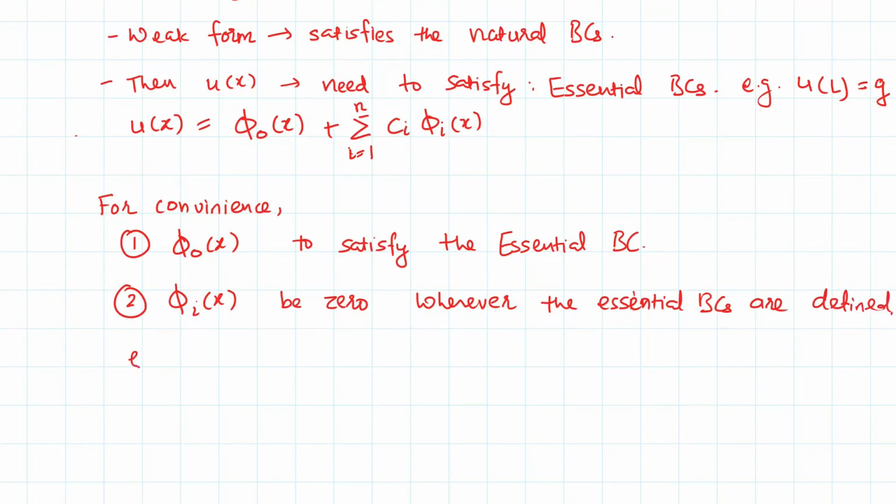Okay, so reconsider our previous example where u of L was equal to g. Then following these assumptions here, you can say that phi0 at x is equal to L will satisfy the value of u of L, which is equal to g, right? And the rest of the phi's at L would be 0.